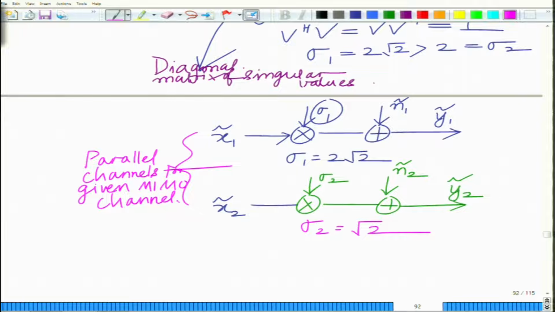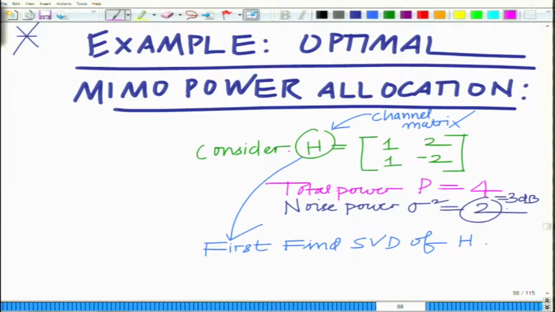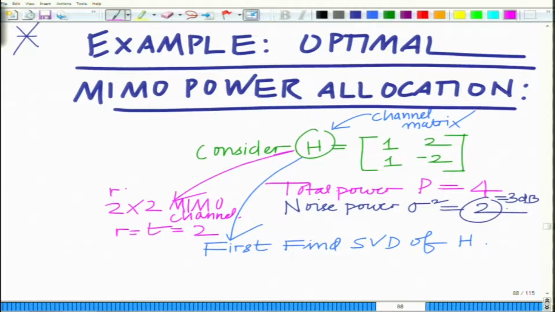These are the parallel channels for the given MIMO channel. In fact, you will realize that the given MIMO channel is a 2 cross 2 MIMO channel, which we have not mentioned, and this is very easy to see. This is R cross T, 2 cross 2, which means R equal to T equal to 2 in this scenario.